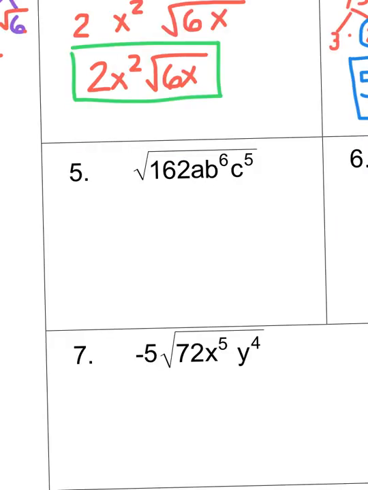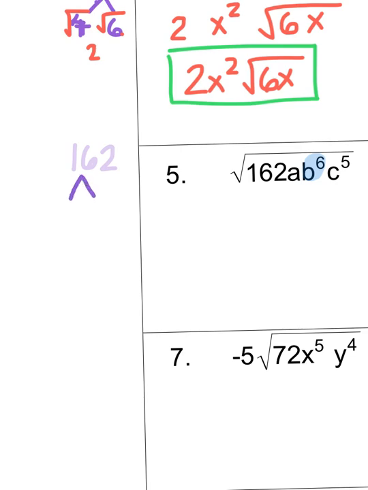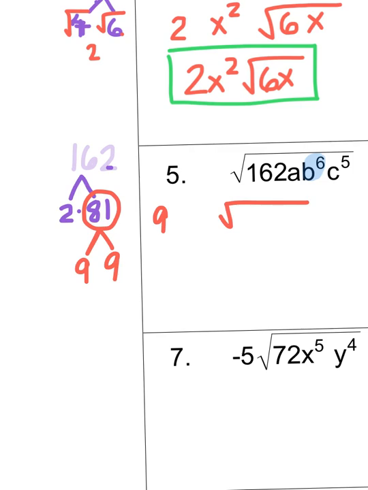Let's look at number 5. Do you see any perfect squares? The perfect squares are the ones with the even exponent. And for the numbers, you'll just have to look at them. Is 162 a perfect square? It's not, so let's address that first. Let's break 162 down into some smaller factors so that perhaps we can find a perfect square. So 162 is even, so it's divisible by 2. 162 is 2 times 81. Well, there's a perfect square right there. 81, the square root of 81 would be 9. So the 9 would go outside of the radical. The 2 is not a perfect square, so it stays inside.